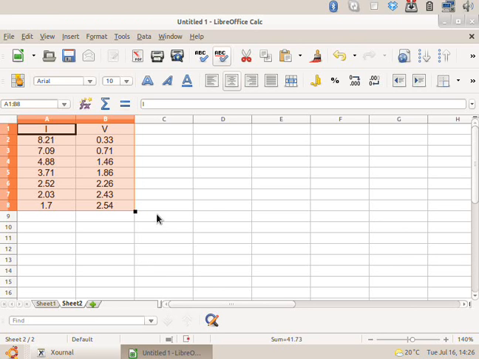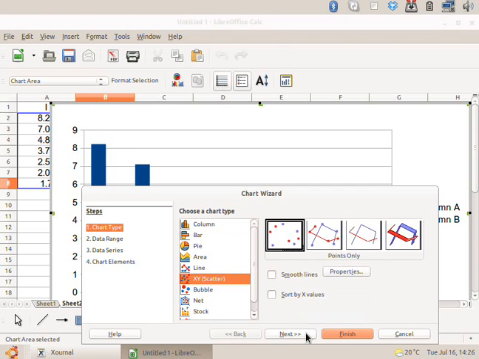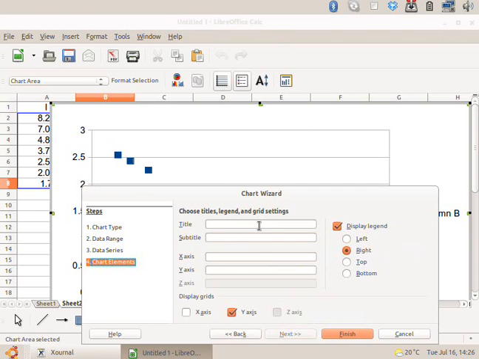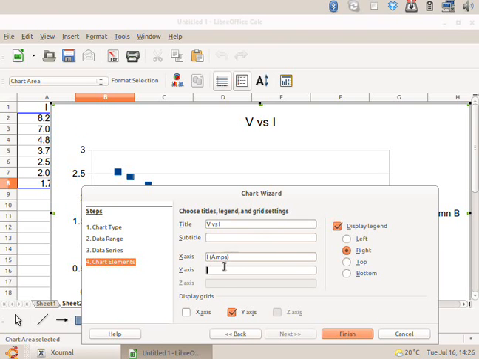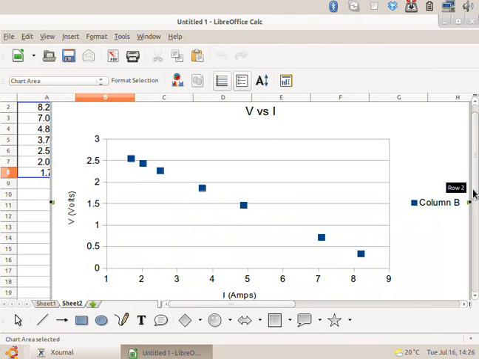Now, let's try this again. Insert, chart, scatter, there we go. Next, next. V versus I. X-axis is the I, which is in amps. The Y-axis, which is V, which is in volts. Okay. Is that okay now? Yeah. Right, so that's 4 marks.